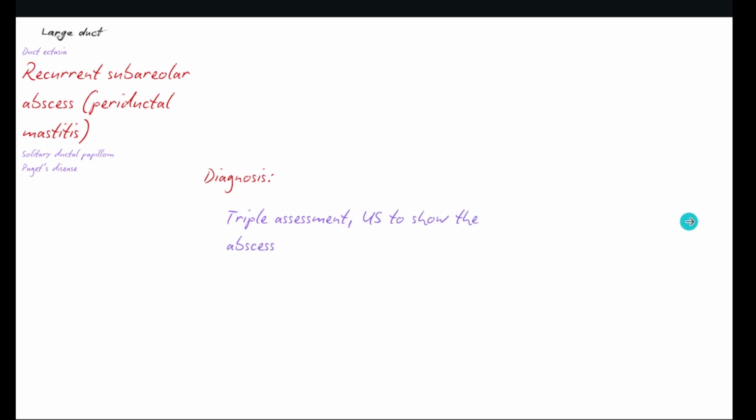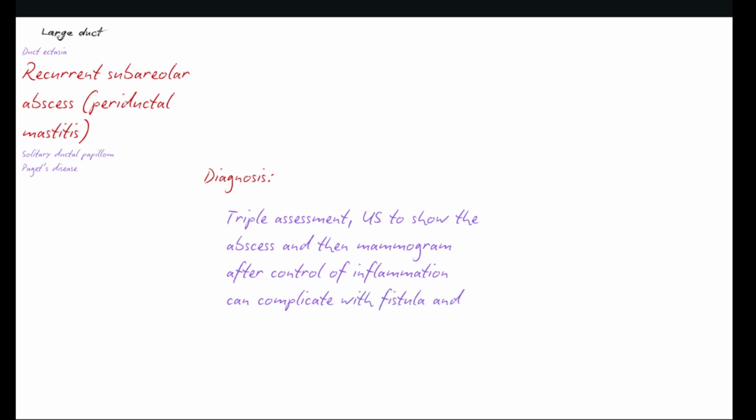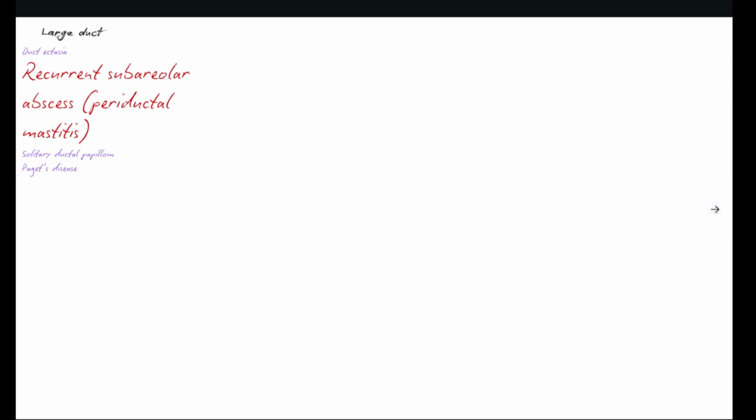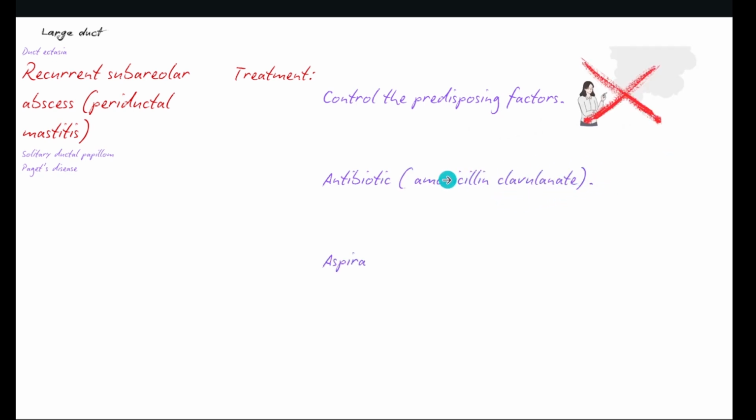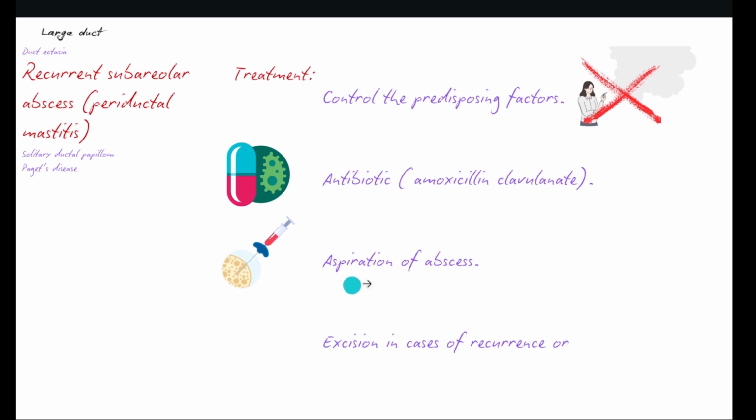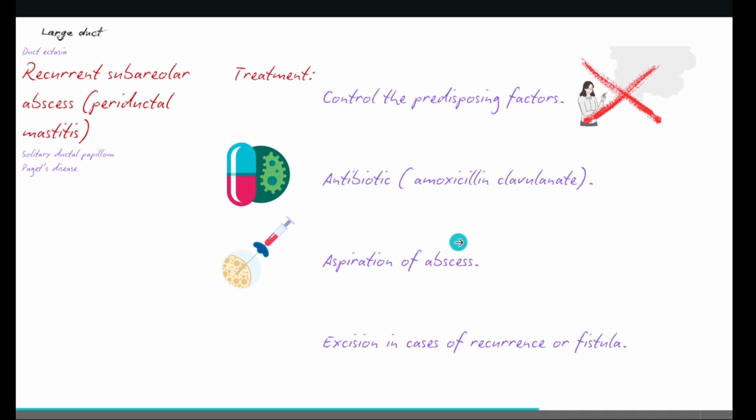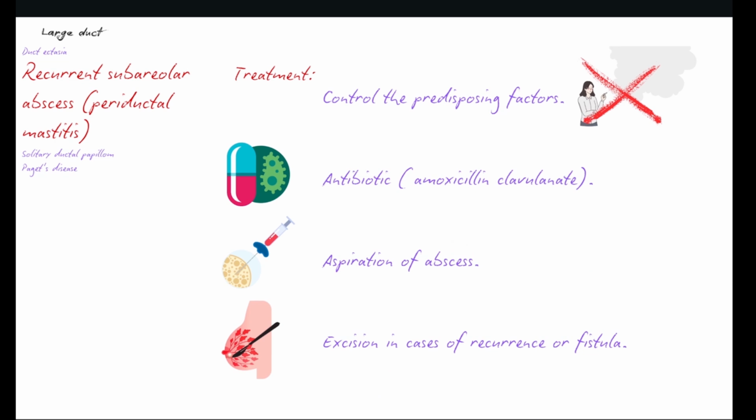Again, diagnosis by triple assessment. Ultrasound will show you the abscess, and then the mammogram after control of inflammation. It can be complicated by fistula, and recurrence is very high. Treatment: control the predisposing factors like smoking. Start the patient on antibiotics. You can aspirate the abscess and send it also for culture. Excision should be reserved for patients who have recurrence or fistula formation.